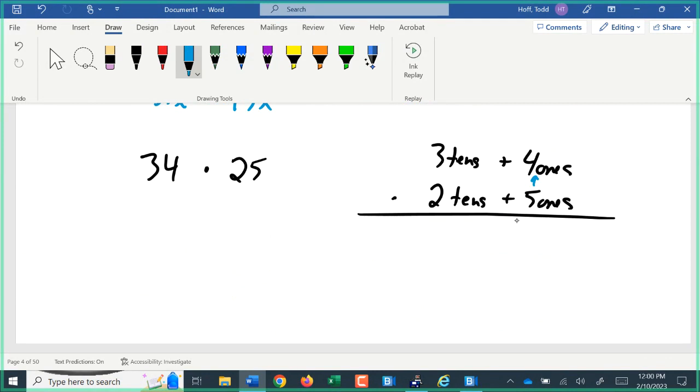So 5 times 4 is 20. Ones times ones is ones. Well, I'm going to keep the 0 ones, and I'm going to carry the 2 tens.